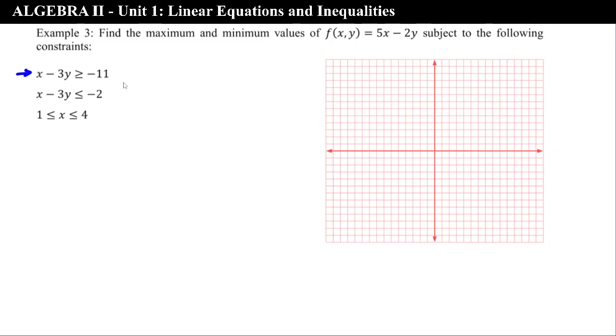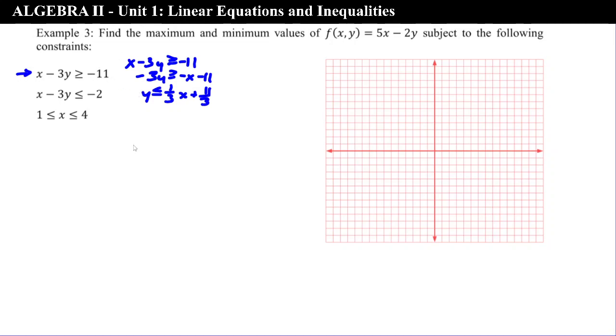So first one, we've got x minus 3y is greater than or equal to negative 11. So what we want to do is move the x over to the other side by subtracting. And then we want to divide everything by negative 3. So remember, when we divide by a negative, you've got to flip the sign. And so we end up with 1/3 x plus 11/3.